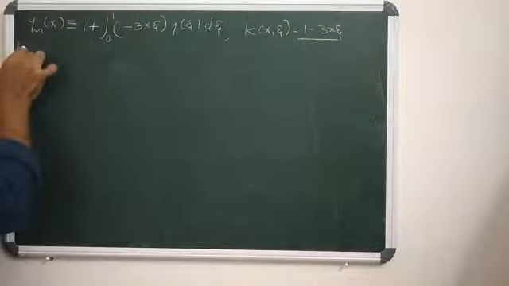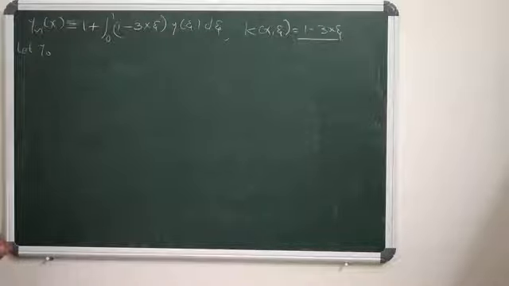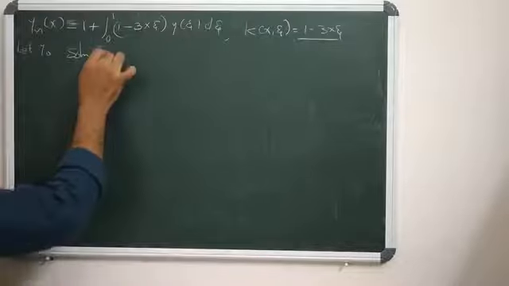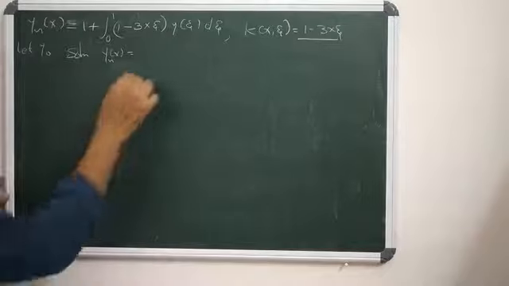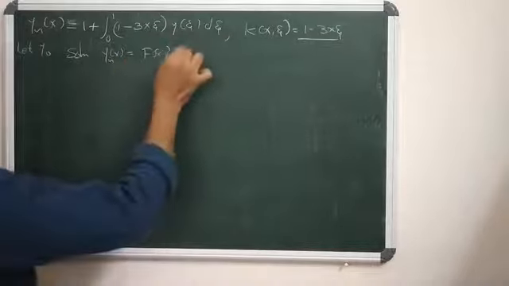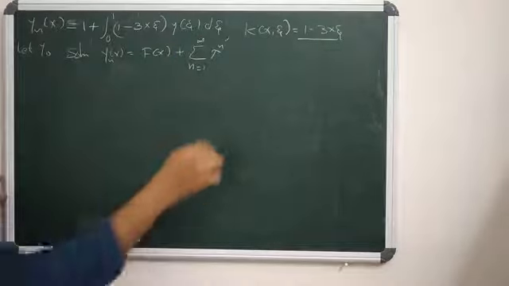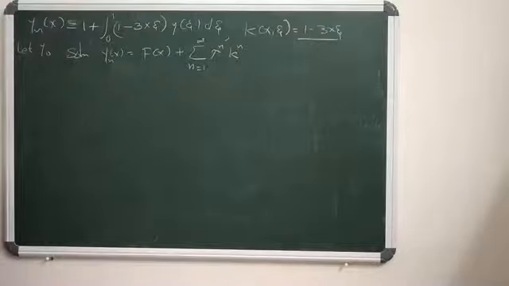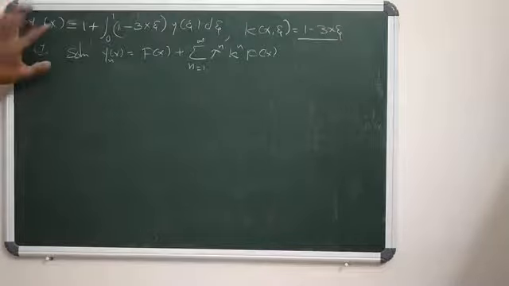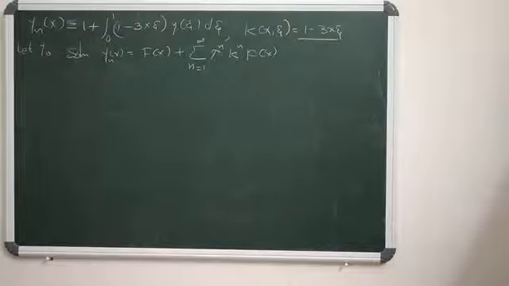So let y0 be the initial approximation. So the solution of this equation is y(x) equals f of x plus sigma n ranges from 1 to infinity lambda power n k power n f of x, where here f of x is 1. So this is the solution of this Fredholm integral equation by the iterative method. We have to find the solution by the iterative method.